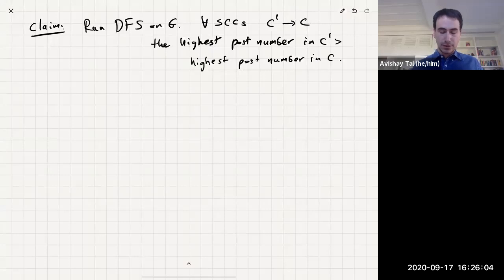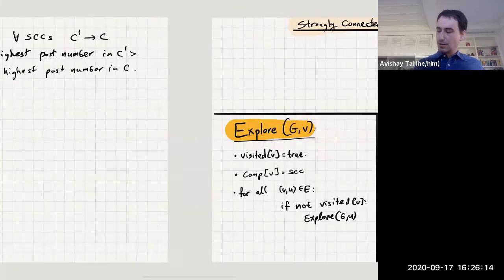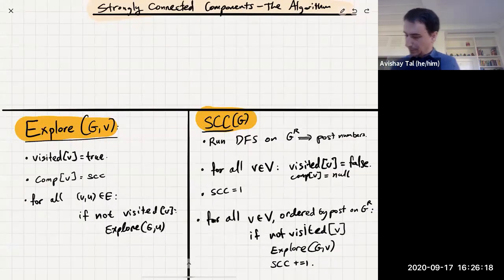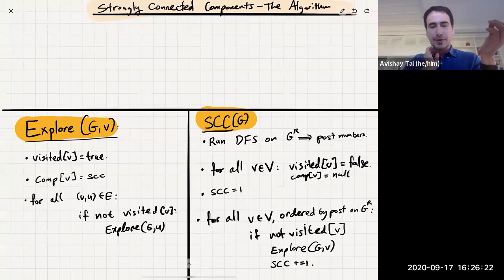All right. So, and the proof is just the same proof. So now that we have this thing, how do we figure out the strongly connected components? Right. So this will be a slight adaptation of DFS.